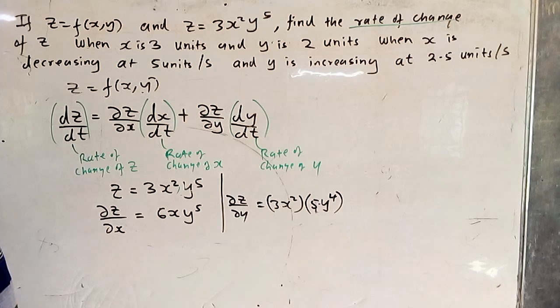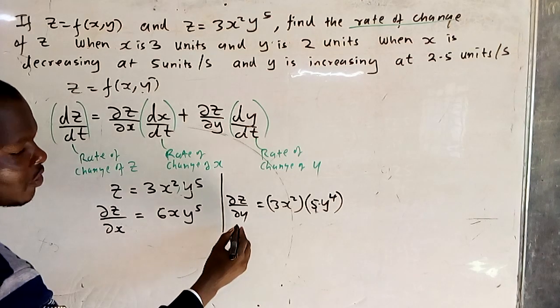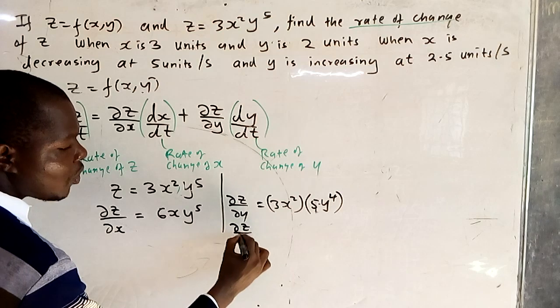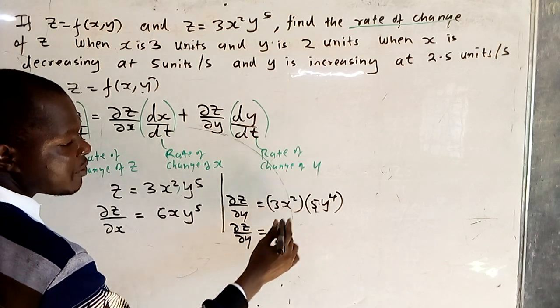Are we together? So in the end, what do you get? What is partial z over partial y? 3 times 5?